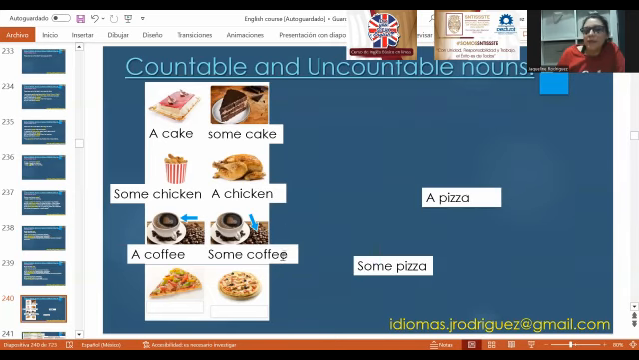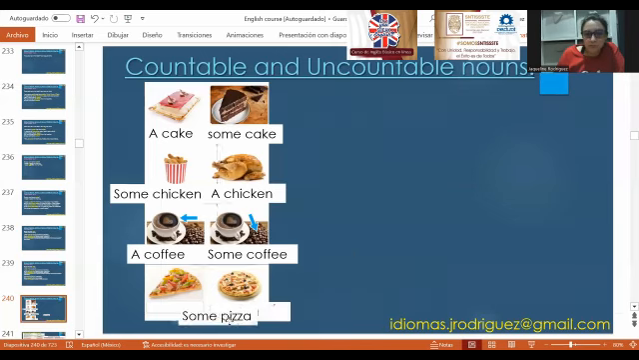And finally, a pizza. Si digo una pizza, hablo de la pizza completa. Y si digo algo de pizza, puede ser una rebanada, pueden ser dos, pueden ser varias partes de la pizza, pero no toda la pizza. ¿Ok? Esa es la diferencia en que algunos a veces van a poder ser countable y a veces uncountable. Depende de la presentación en la que estén y de lo que esté yo hablando.